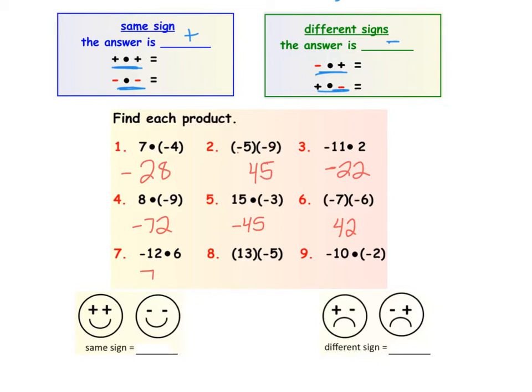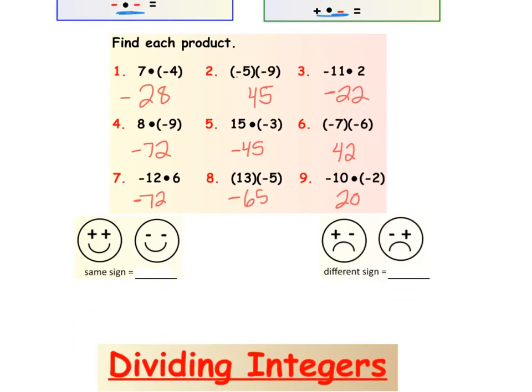Number 7, you get 72 when you multiply 12 times 6, and the signs are different. One positive, one negative gives you a negative answer. Same thing in number 8, different signs, so it's a negative. 13 times 5 is 65. And in our last one, 10 times 2 is 20. And since you have the same sign, both are negative, you will end up with a positive answer. So quickly, before we move on to dividing, remember, same sign, both positive or both negative, you get a positive answer. And if you have different signs, one positive, one negative, no matter what the order is, you'll get a negative answer.